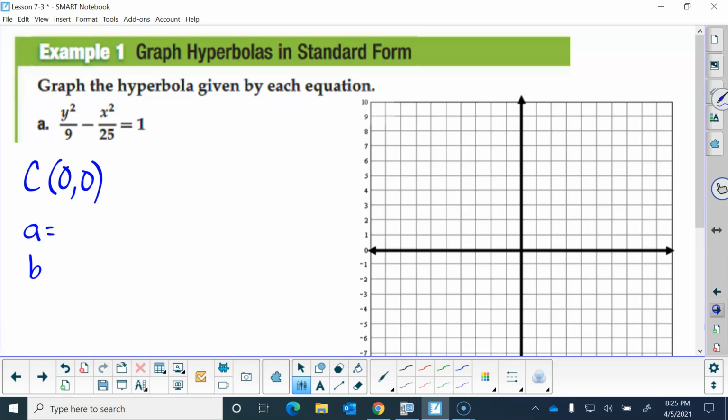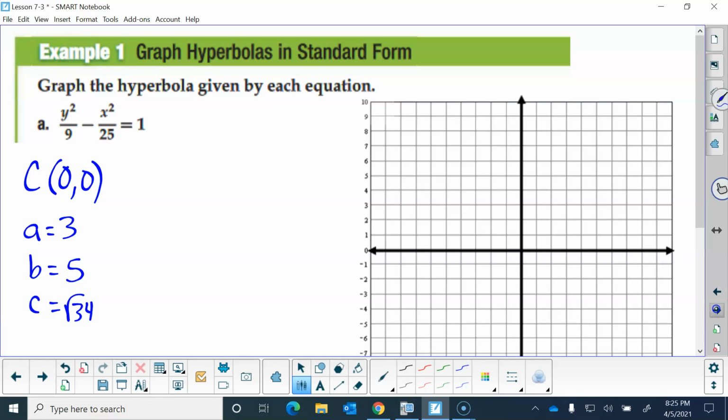Next, let's identify the a, the b, and the c value. The a is always the square root of the first denominator, so that's going to be a 3, because the square root of 9 is 3. The b value is going to be the square root of the second denominator, which is going to be a 5. And now to find the c value, you have to use the Pythagorean theorem. So 9 plus 25 is 34. Square root of 34 would be your c value.